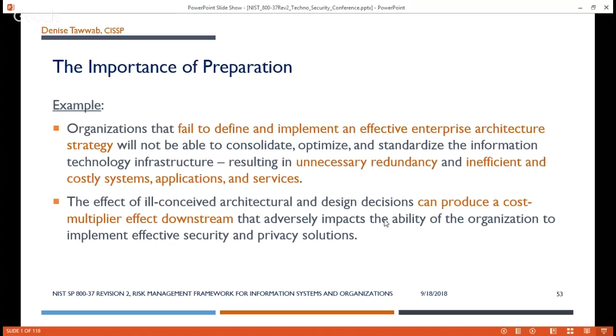Another example. Oh no, I just said that. That's a duplicate slide. Let me keep moving.